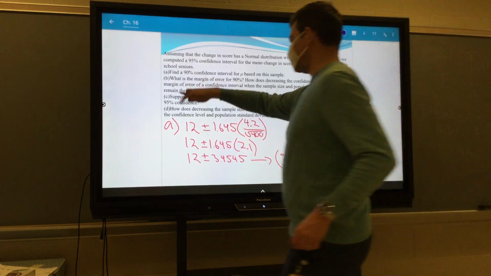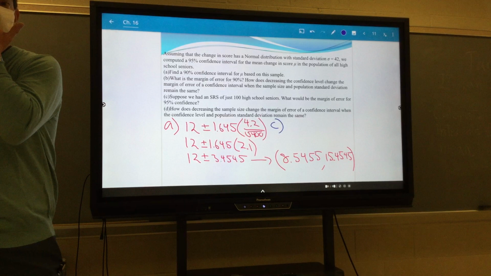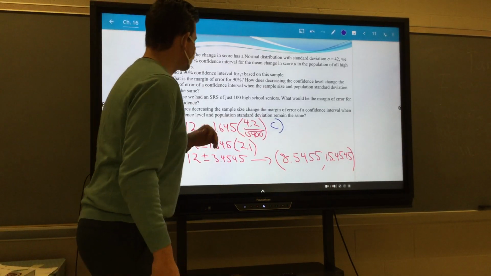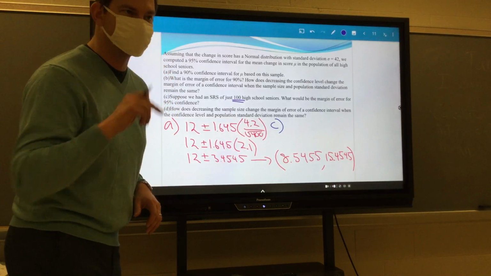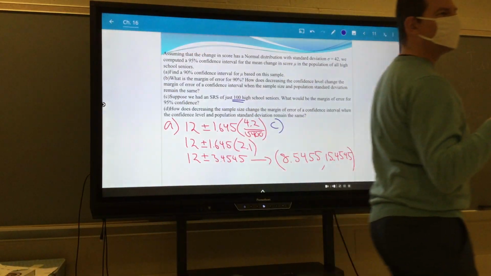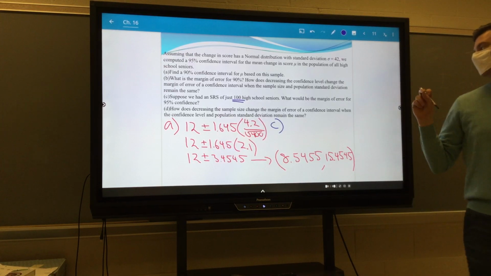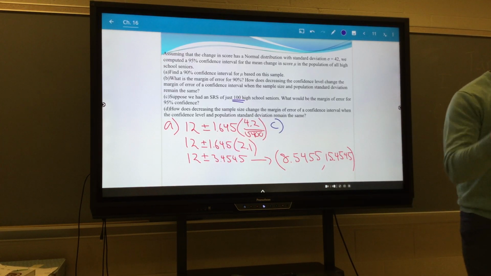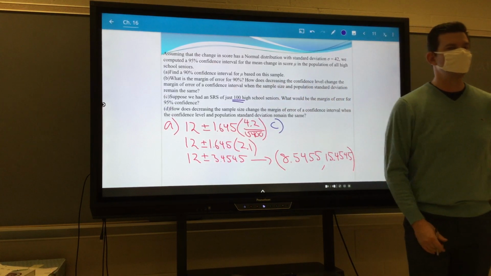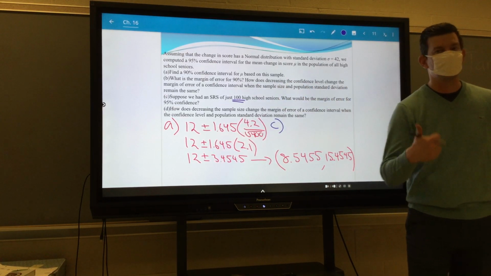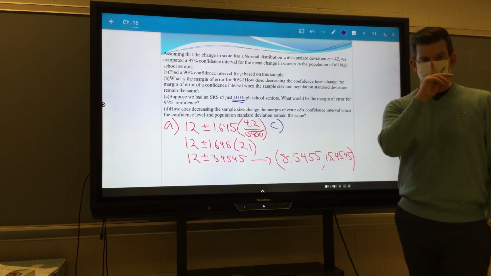Okay, that's what B was saying. So letter C, let's play with this a little bit more. Suppose we had a simple random sample of just 100 high school seniors now. So now we're going to mess with the sample size. What would be the margin of error for the 95% confidence interval, but only across a sample of 100 people instead of the 400? So we're only taking a quarter of the sample size.